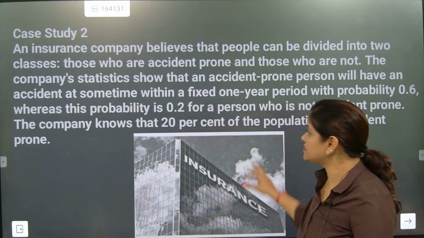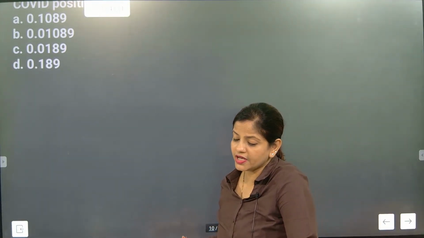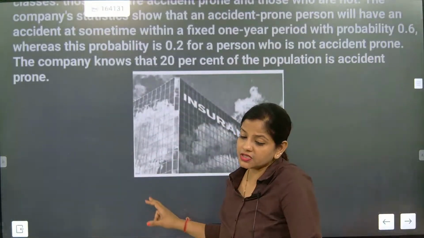In the previous case study, they had given total probability also. Total probability was there, understood? So I just used total probability in the first case. Now this is a different question.